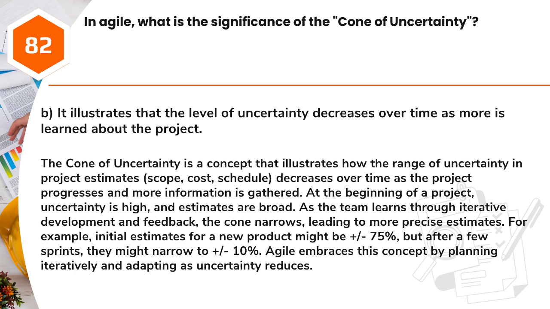At the beginning of a project, uncertainty is high, and estimates are broad. As the team learns through iterative development and feedback, the cone narrows, leading to more precise estimates. For example, initial estimates for a new product might be plus or minus 75%, but after a few sprints, they might narrow to plus or minus 10%. Agile embraces this concept by planning iteratively and adapting as uncertainty reduces.